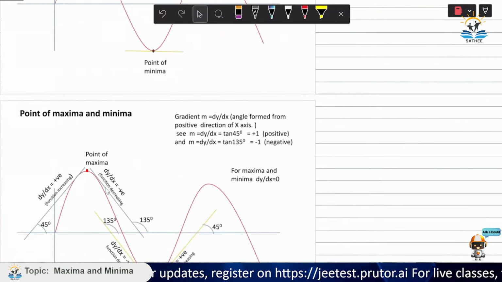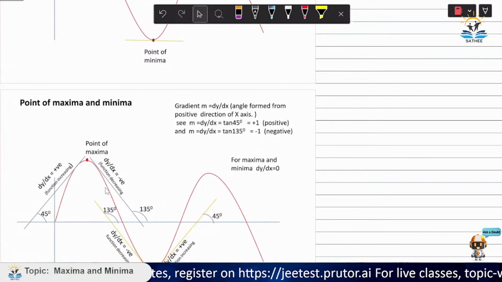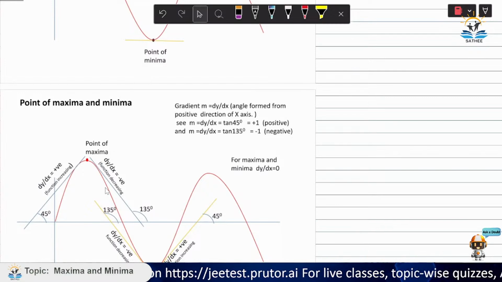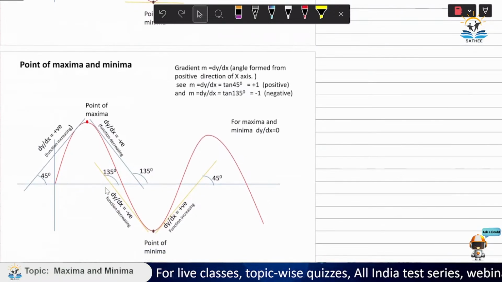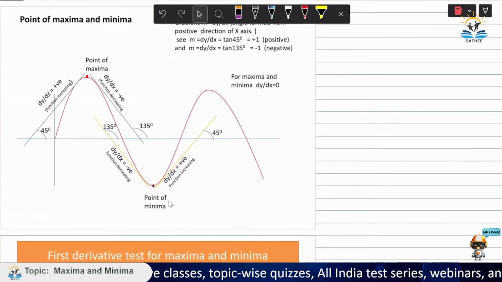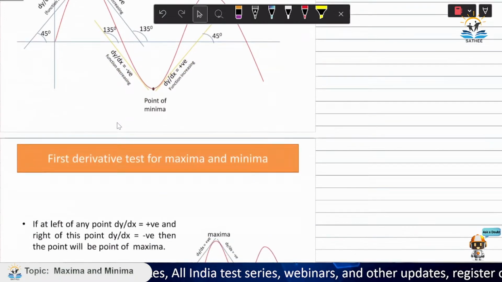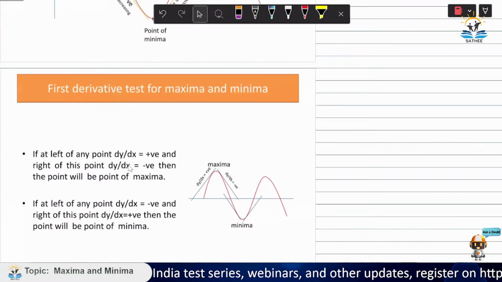Okay. Now moving on, what we have is a point of maxima and minima. The gradient we know, m is equal to dy by dx, the angle formed from the positive direction of the x-axis is positive and is negative. So when the slope changes its sign, like from positive to negative, there is a point of maxima, and there is a point of minima at these points.